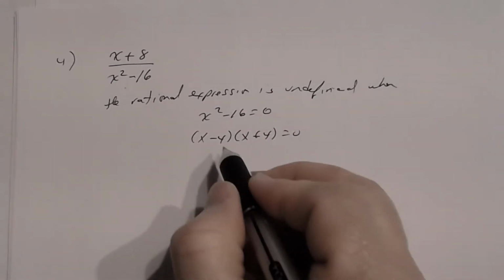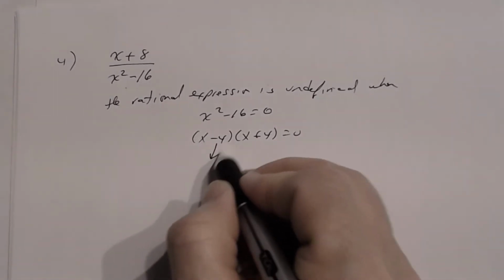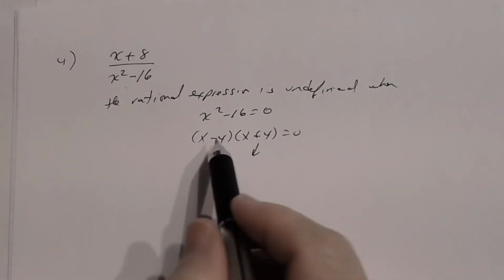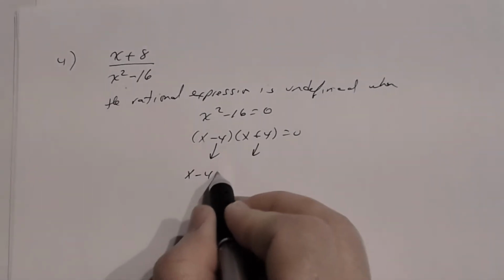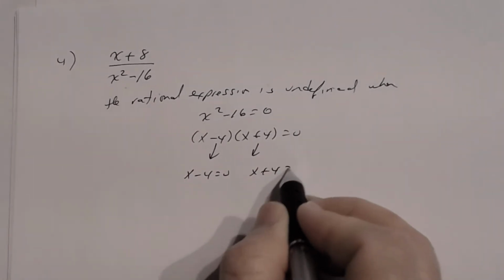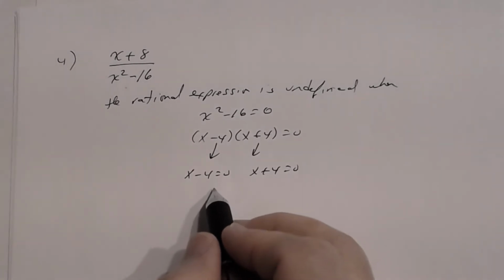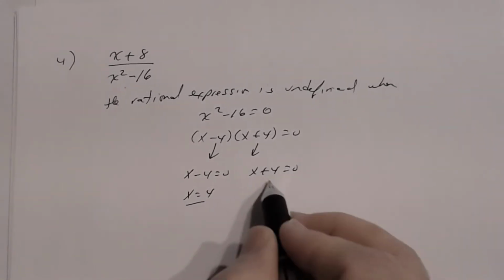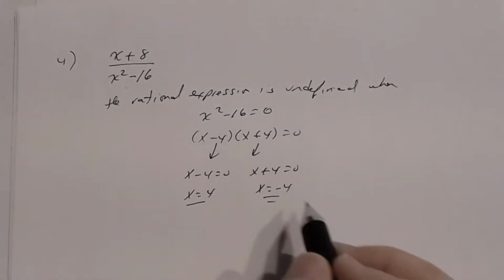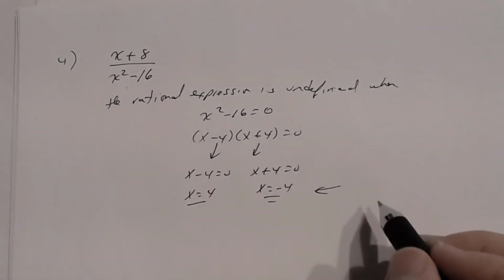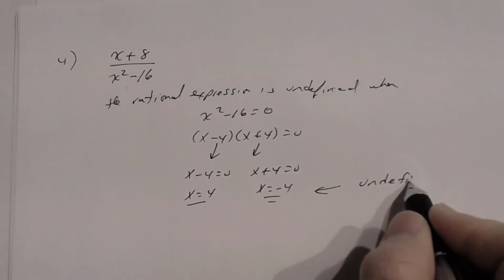And so notice that when you factor this, the product is 0, so I can use the zero factor property, because one of those factors must be 0 if their product is 0. And so I set each one equal to 0, just like this. And notice that I have two linear equations. So if x minus 4 equals 0, that means x must be 4. If x plus 4 equals 0, then x must be negative 4. So those are the two values of x that make this rational expression undefined.